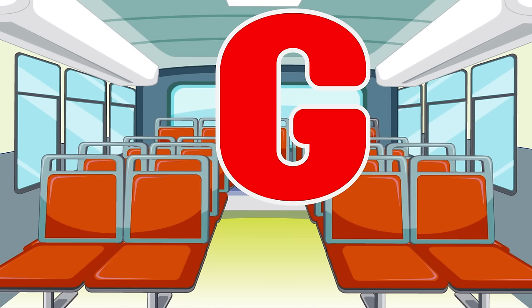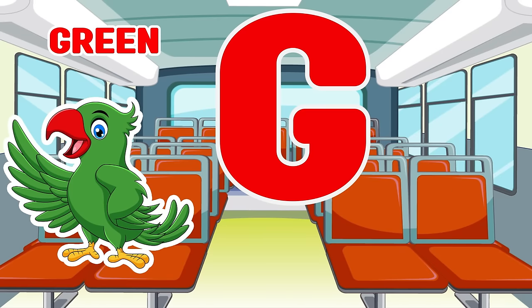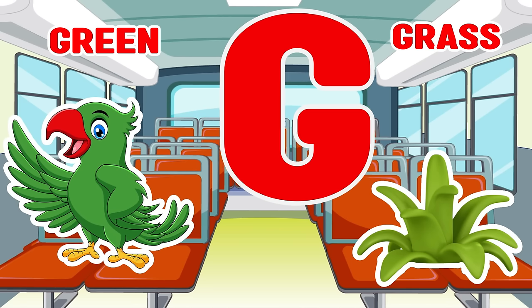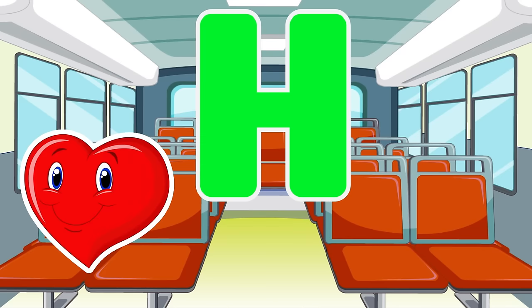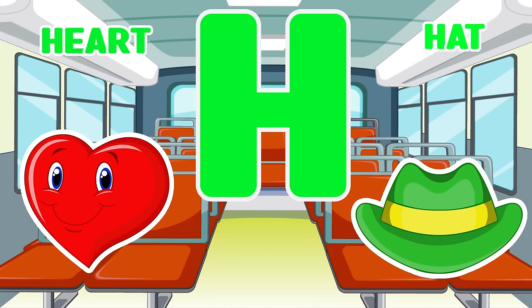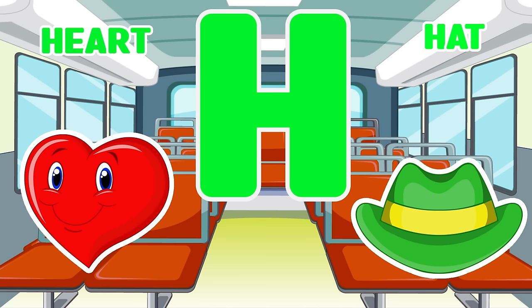G is for green. G, g, green. G is for grass. G, g, grass. G is for g, g, g, g, green. G is for g, g, g, g, grass. H is for heart. Ha, ha, heart. H is for hat. Ha, ha, hat. H is for h, h, h, h, heart. H is for h, h, h, h, hat.